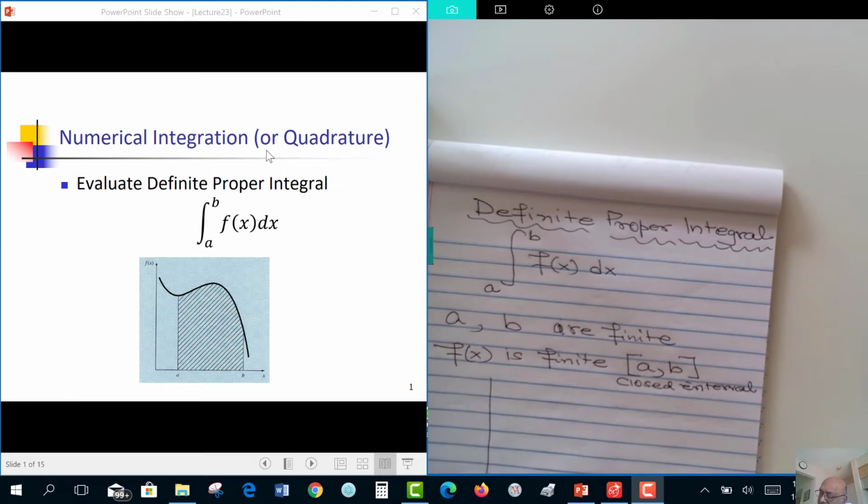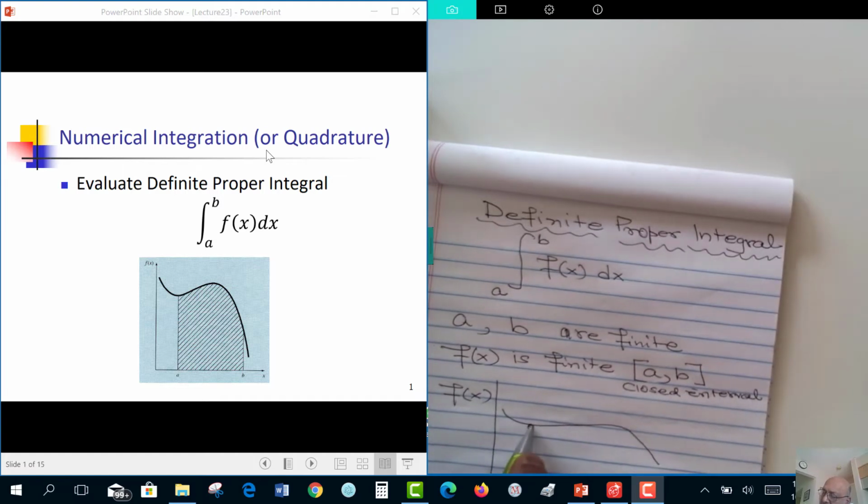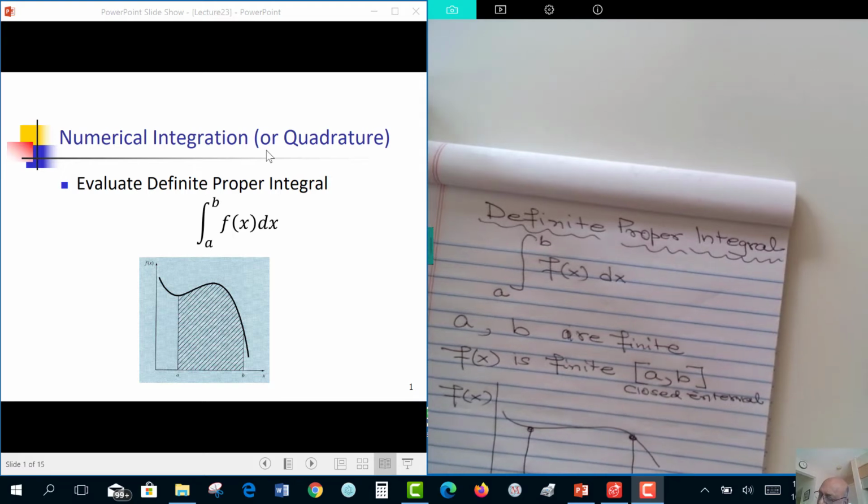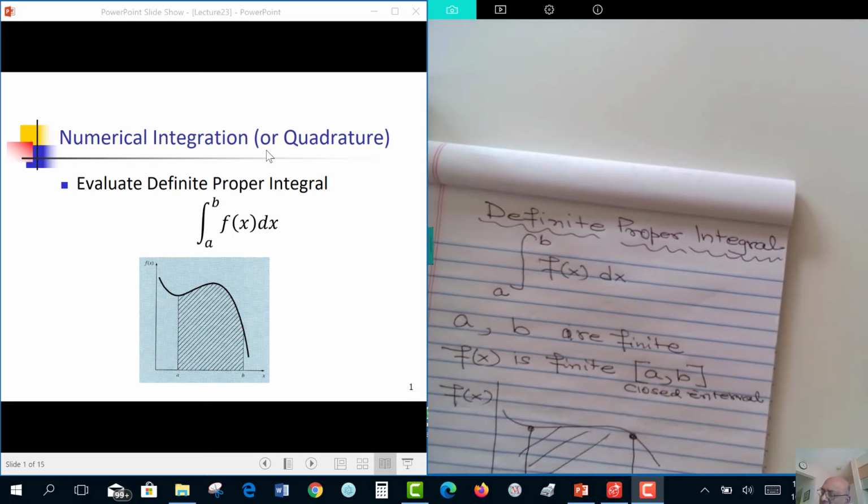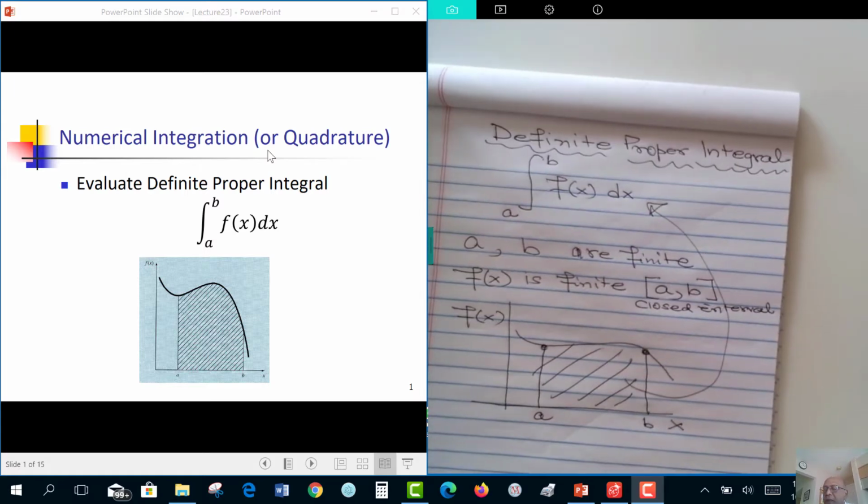So what does this integral mean? If we plot this function, let's say this function looks something like that. Let's say this is limit a, this is limit b. Then this area under the curve is this integral value. So that's what you learned in your Calc 1, Calc 2 courses.